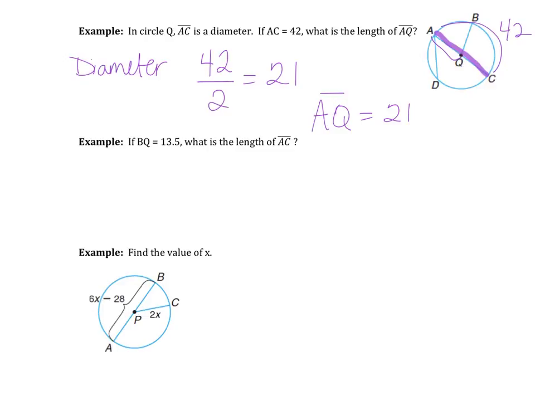The next example here, if BQ is 13.5, so right here, this segment here is 13.5. What is the length of AC? So again, AC is my diameter. So I know that the radius times 2 is equal to my diameter. So AC is equal to 27.